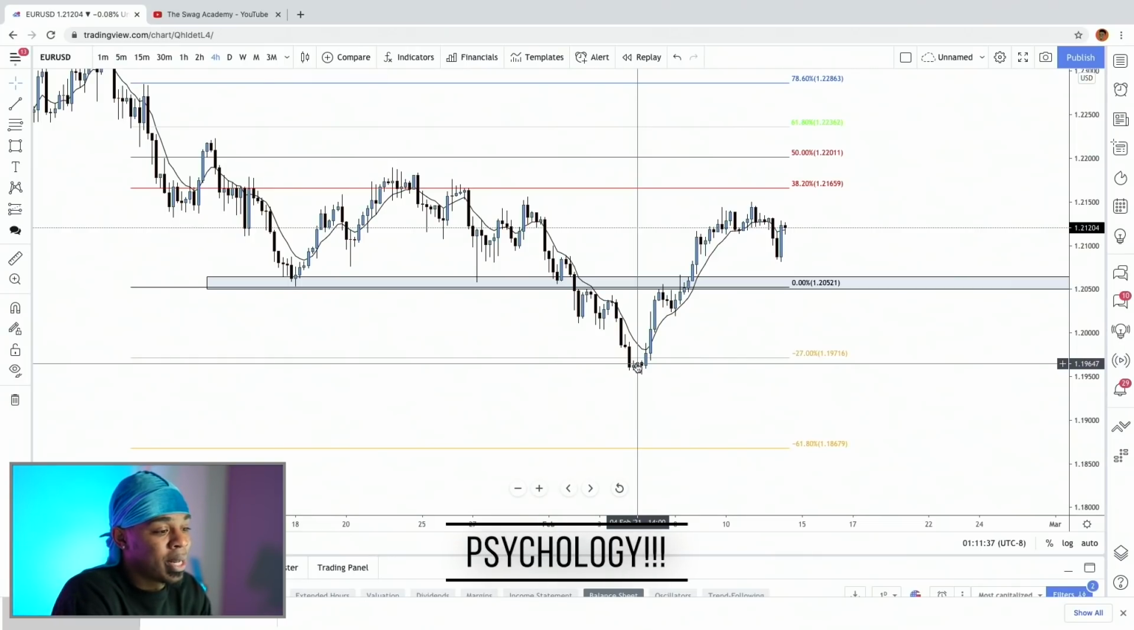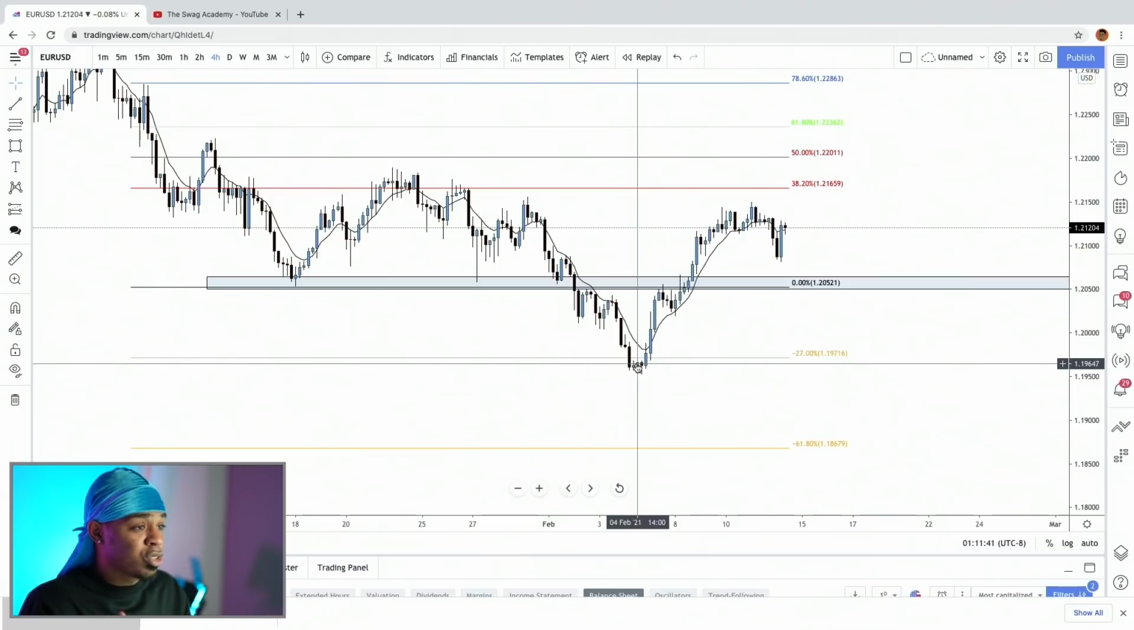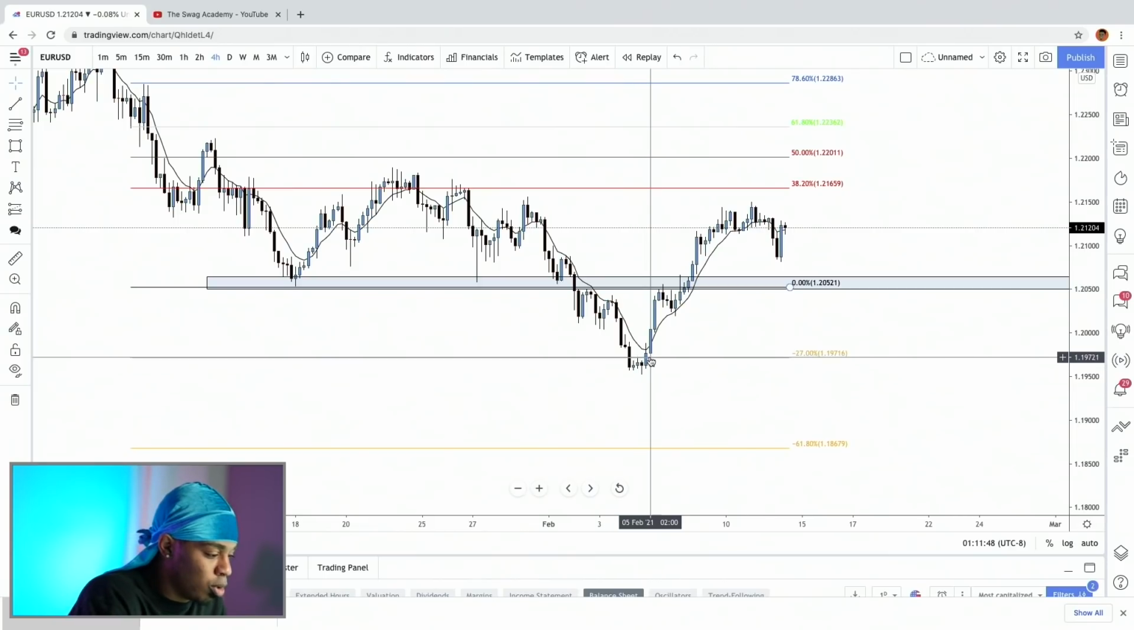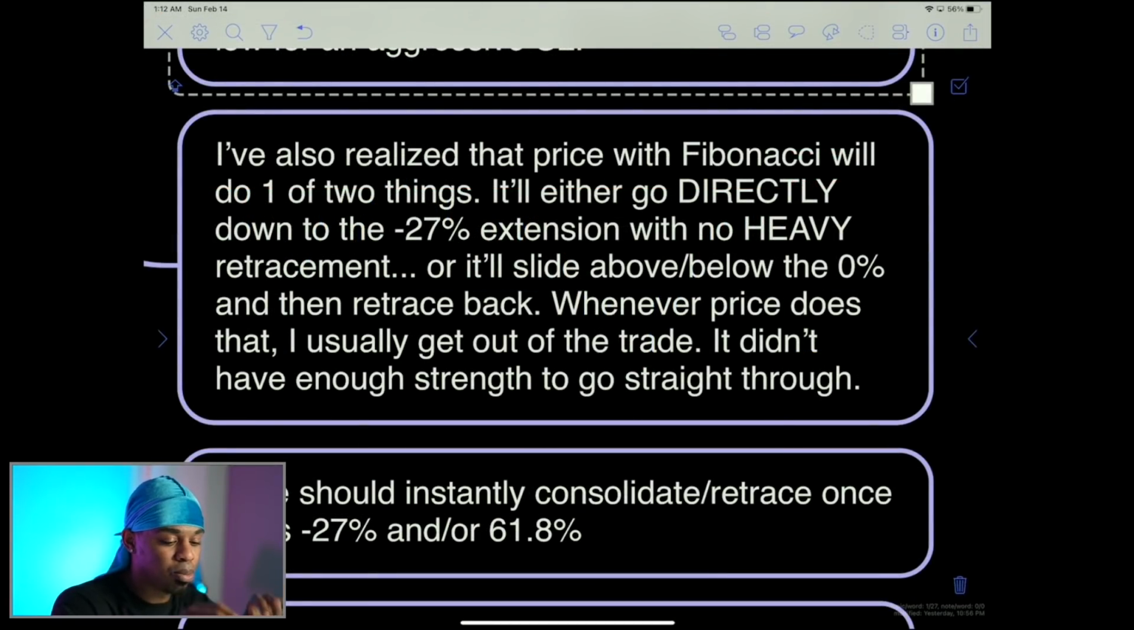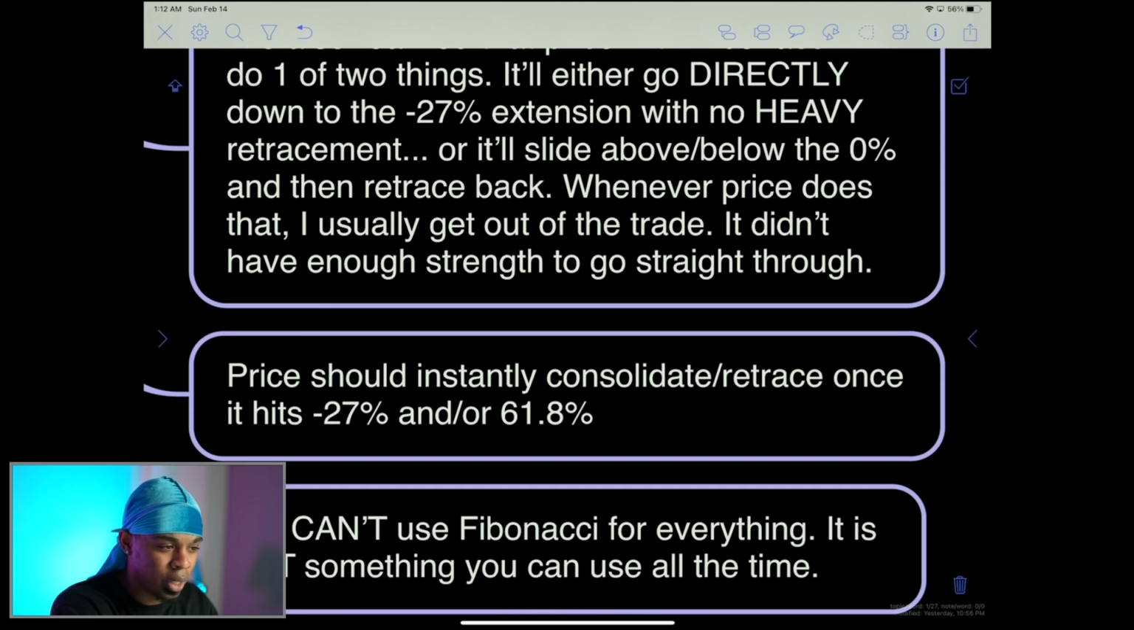And when they pull their money out, AKA get out the trade, close the trade, boom, there's not enough sellers anymore, and the buyers have a chance to regroup and take control of the market a little bit. Guess what happens? Boom, price comes back up. That usually happens all the time when they get to the 27 extension or the 61.8. Which brings me to my point, and now forget this one real quick, because I'll get to that in a second.